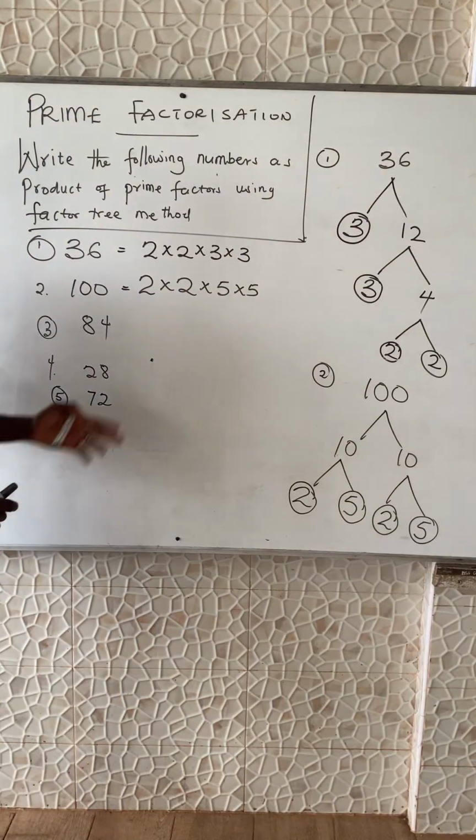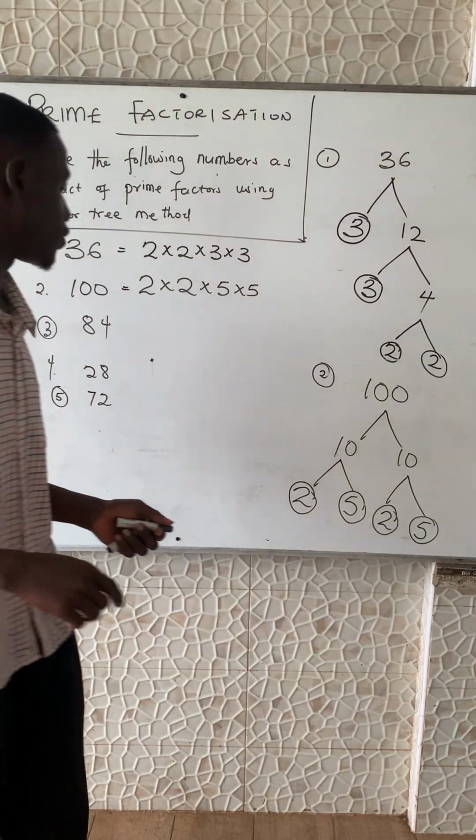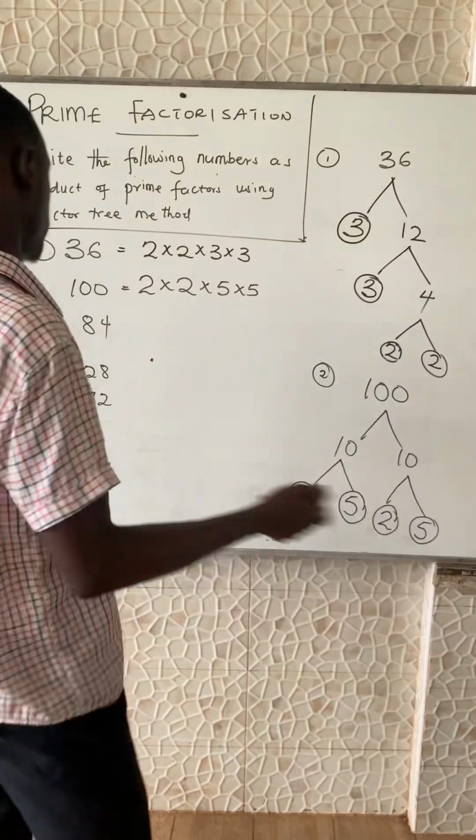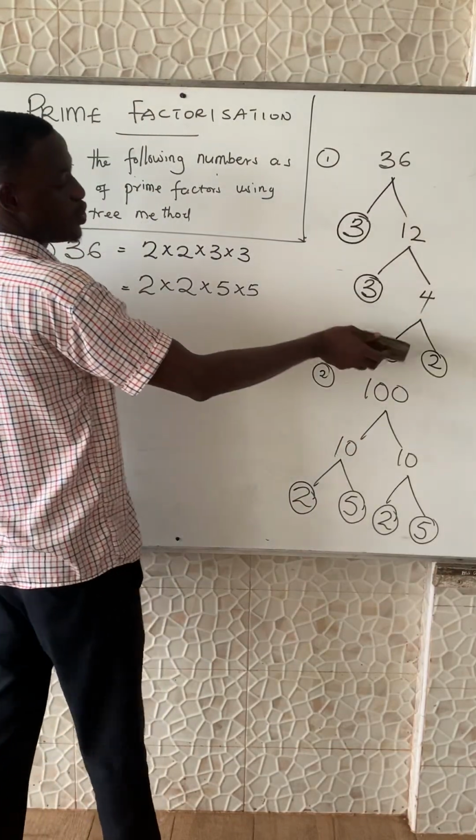Alright, now to the next one we have 84. So I'm putting this as a worksheet.